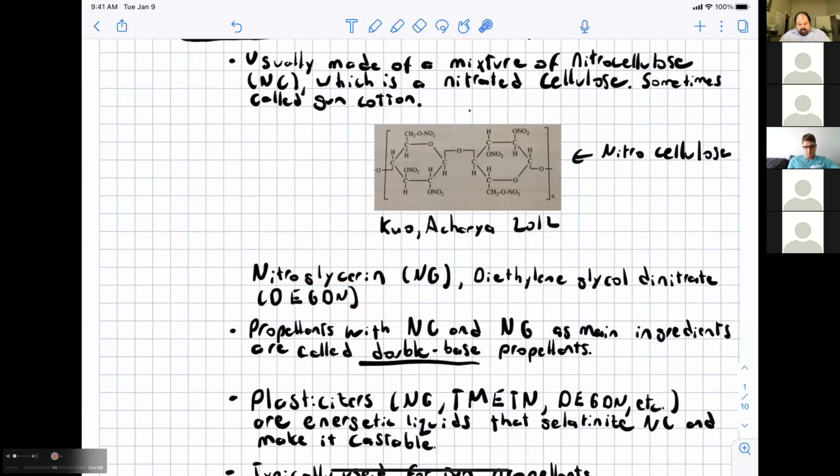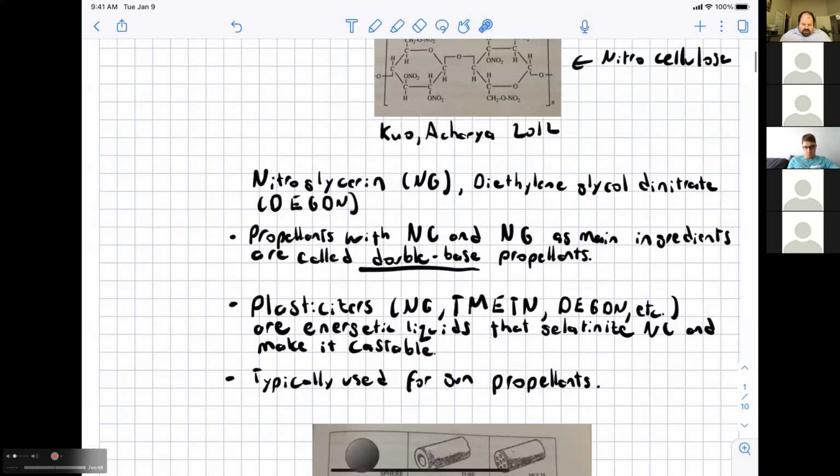And so the combination of nitrocellulose and this nitroglycerin, or the plasticizers, gives homogeneous propellants their nice homogeneous properties. Now, a term you'll hear is a so-called double base propellant. Those are homogeneous propellants that have nitrocellulose and nitroglycerin as the main ingredients. And then there are single base propellants. Those just have one ingredient.